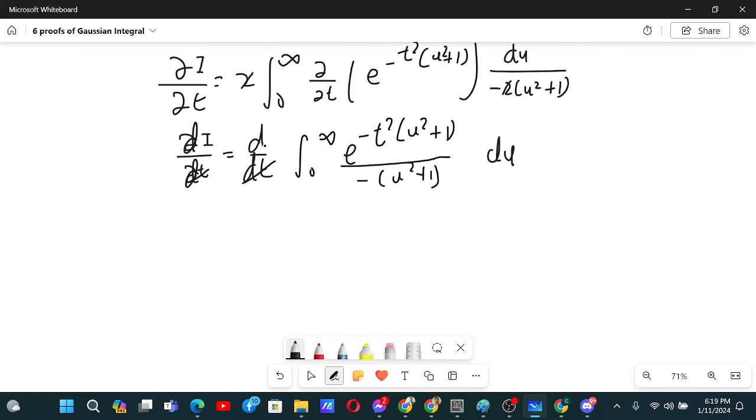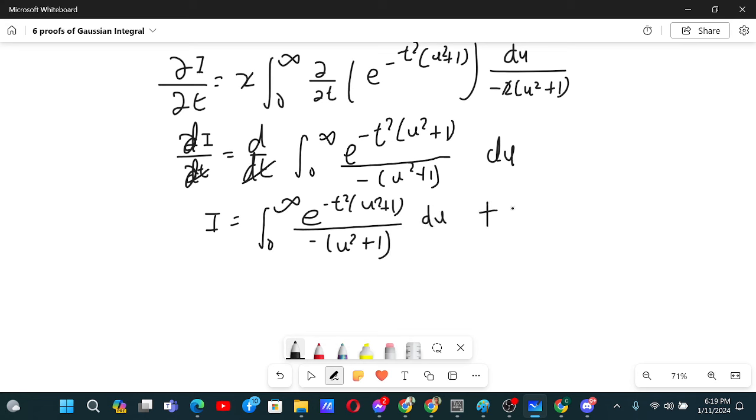Since here's a d and here's also dI, it will just be this integral. The d's will not exactly cancel out, but we can just see it like that. Minus (u squared plus 1) du, and plus a constant. Don't forget that. This is I of t.